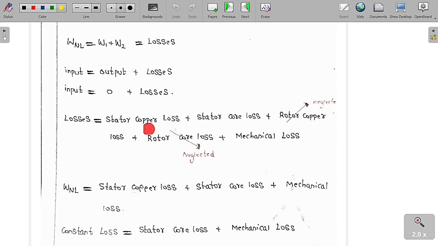The remaining losses are the stator copper loss, the stator core loss, and the mechanical losses. Whatever the input power is, it is consumed in these three losses. Always, the stator core loss and the mechanical loss are said to be constant losses, because their summation is constant for a given fixed voltage.